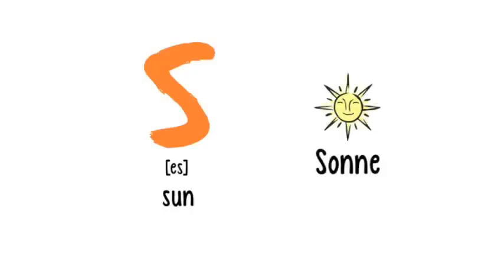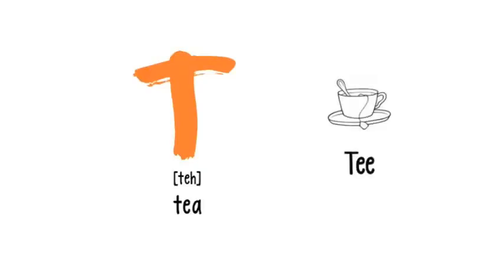S is pronounced like the word sun. The translation for sun in German is Sonne. T is pronounced like the T in the word tea, and the German translation for tea is Tee.